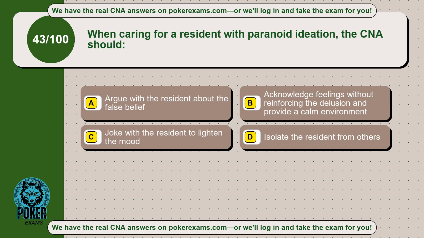Question 43. When caring for a resident with paranoid ideation, the CNA should: Option A. Argue with the resident about the false belief. Option B. Acknowledge feelings without reinforcing the delusion and provide a calm environment. Option C. Joke with the resident to lighten the mood. Option D. Isolate the resident from others.